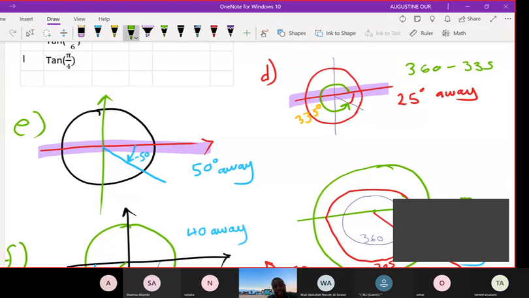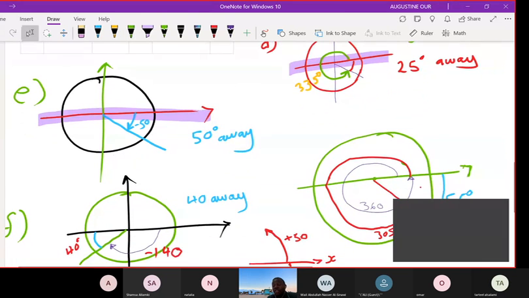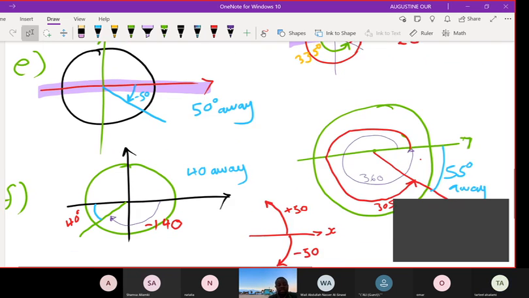Okay, again in E, how far is negative 50 from 0? How far is it from the x-axis? So this time you don't use 360, you'll use 0. How far is it? It is 50 degrees away. And that is it. You go to F.